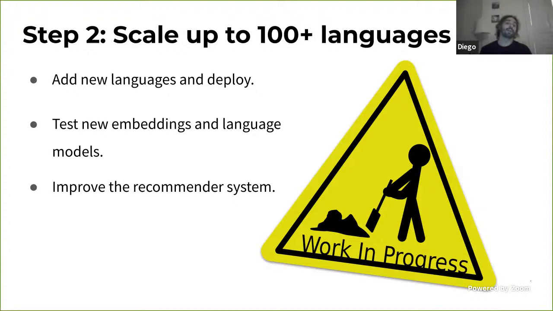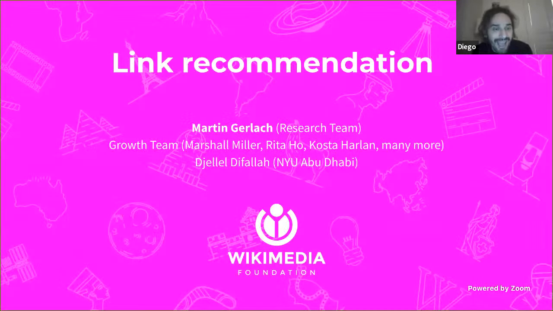And also we want to improve the recommender system that can, for example, help you to understand which is the most important section, or the section with more information, to be translated from one language to another. So this is what we are doing now, and we hope that during the first half of next year, we will have this API deployed and hopefully used by the hundreds of thousands of users that are using the content translation tool from the Wikimedia Foundation. So that's me, and I think now we are passing to Martin.